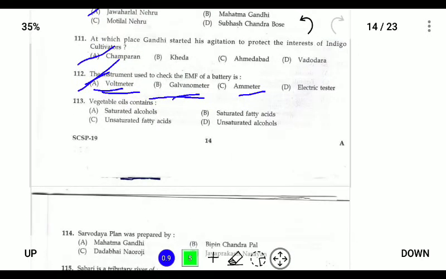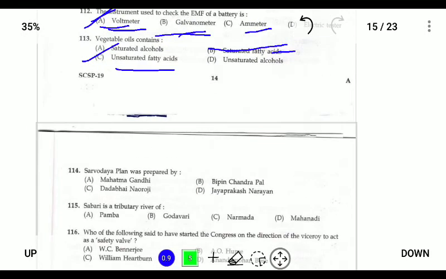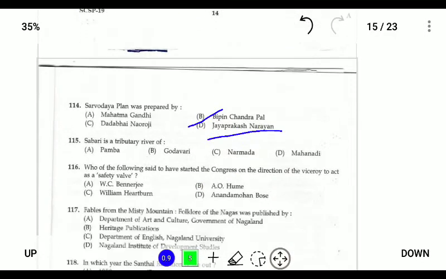Vegetable oils contain unsaturated fatty acids, whereas animal oils contain saturated fatty acids, which is harmful for our health. Vegetable oil is healthy for our body, like sunflower oil, palm oil, etc. Next, 114. Sarvodaya plan was prepared by. So the Sarvodaya plan was prepared by J. Prakash Narayan. So the word Sarvodaya means uplift of all, meaning the government scheme should reach the poorest of the poor.